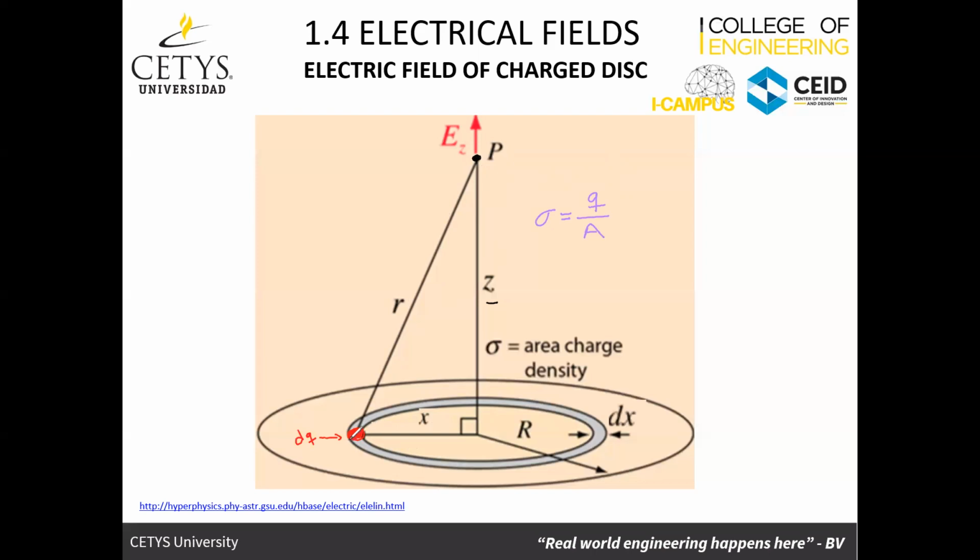The small distance that's generated here would be the differential of X, which is the accumulated X while we go along the ring towards R. And we're going to be analyzing the situation as if it were a point charge and then do some integration to add up all of the effects. So let's get to it.